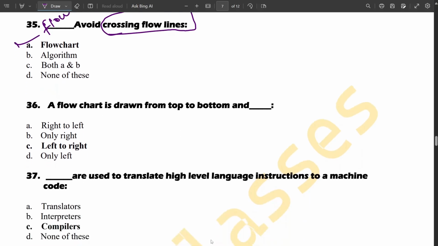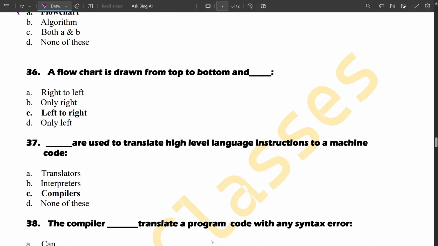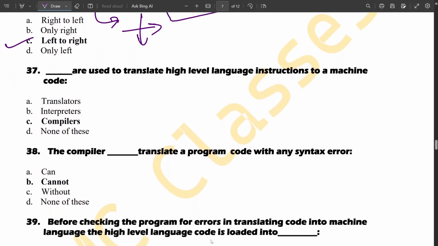Question number 36. A flow chart is drawn from top to bottom and left to right, like this flow chart. Next, what is used to translate high level language instructions to machine code? So the compiler compiles high level languages like C, C++. So all these languages are translated by a compiler. So option number C is correct.